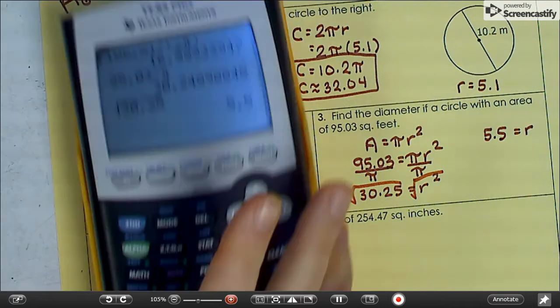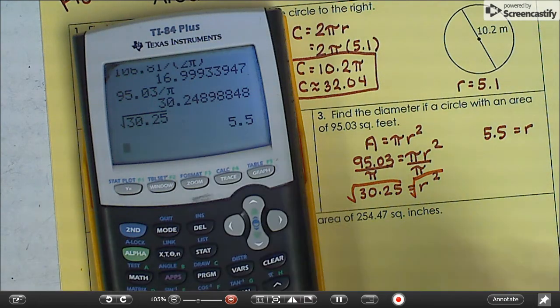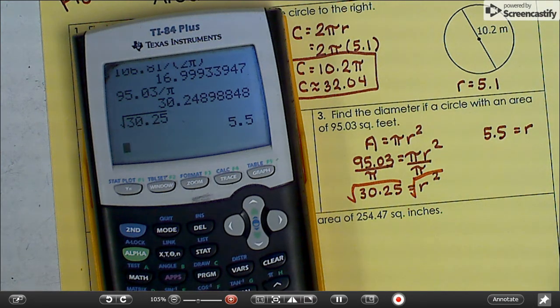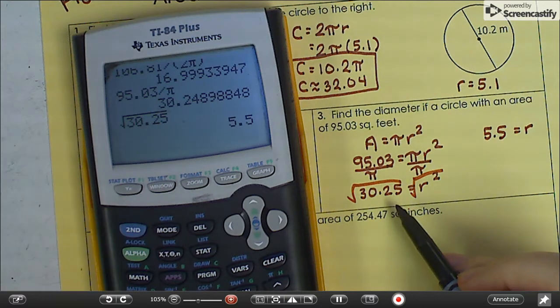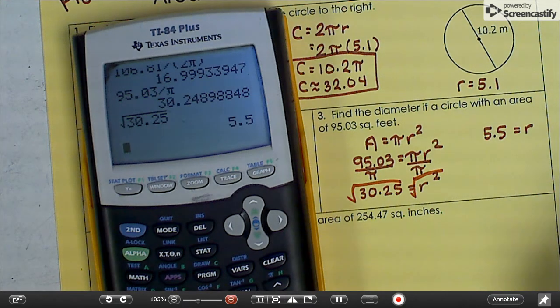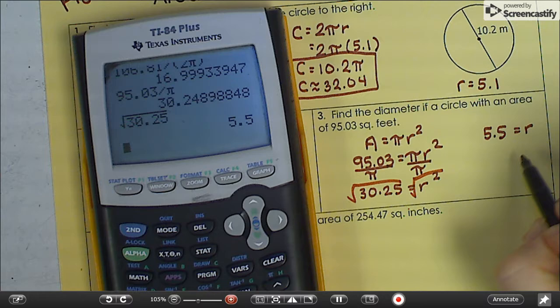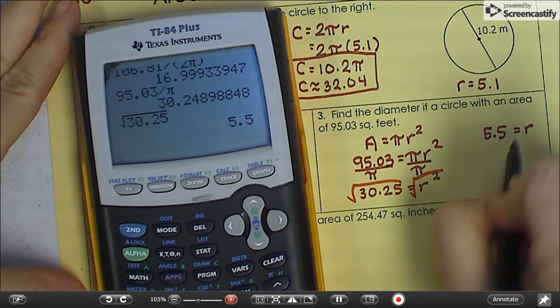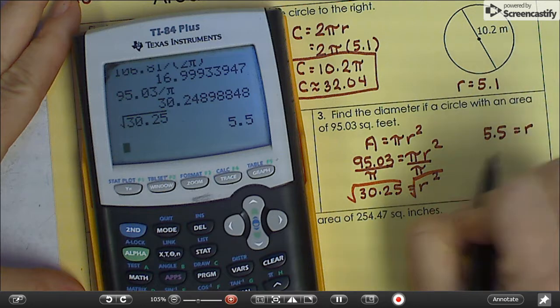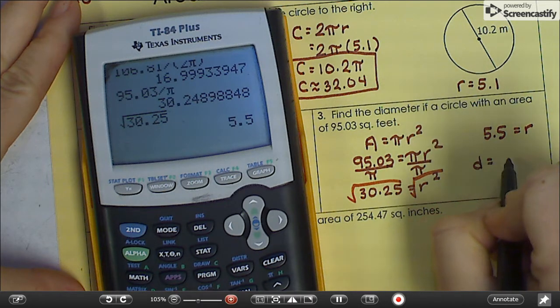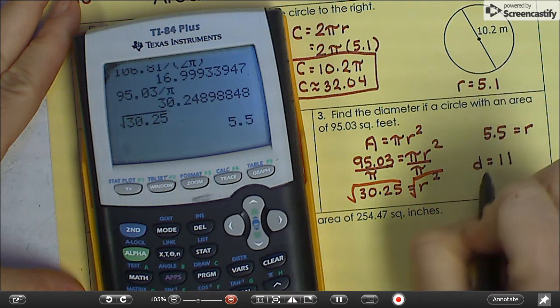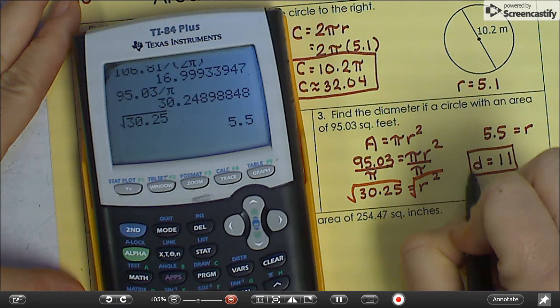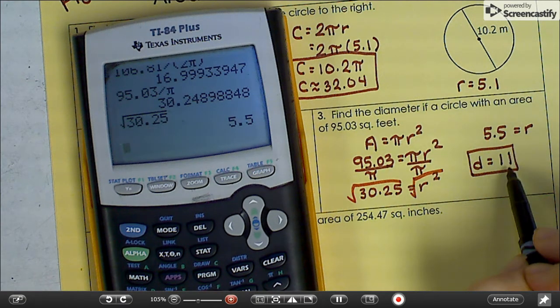Okay, you can see I just typed it in right here. Now, you also may remember from algebra that it really is positive and negative 5.5 when you take the square root. However, since we're talking about a distance, we only want the positive number, so we're just going to go with 5.5. That's the radius. The diameter is twice as big as the radius, so that would be 11. And that's the answer. So we had to go through the radius to get to the diameter.